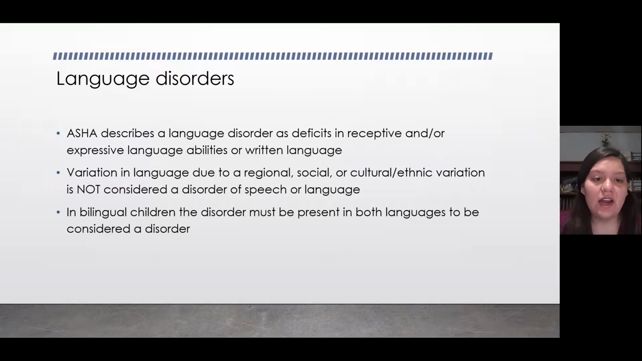For my broad category, I chose language disorders. This is just a quick description of what language disorders are. ASHA describes language disorders as deficits in receptive and or expressive language, or written language, or any type of symbol communication. I did want to mention that, as we've learned, variation due to ethnicity or regional background or social or any type of variation is not considered a disorder of speech or language. And specifically for bilingual children, it's not a disorder unless it is present in both languages.